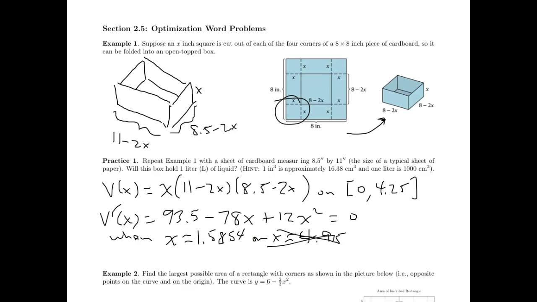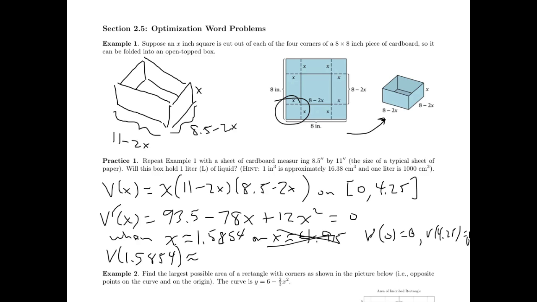It's easy to see that because if we followed our process, we'd go back and plug in our endpoints into our volume formula. But if you do that, you get 0 in both cases. So putting x equals 0 in here makes this 0, and putting x equals 4.25 makes this 0. So because V of 0 is 0 and V of 4.25 is 0, all we have to know is that V of 1.5854 is not negative. As long as it's positive, then that's the biggest point, since the other two options are 0.